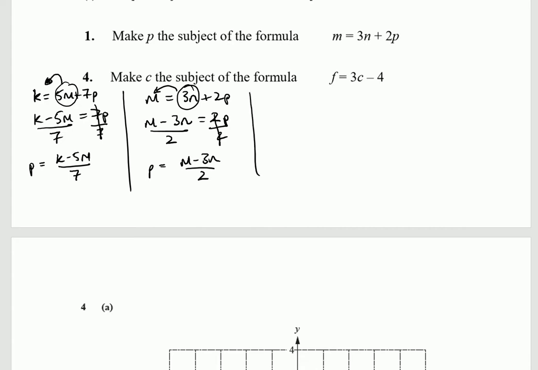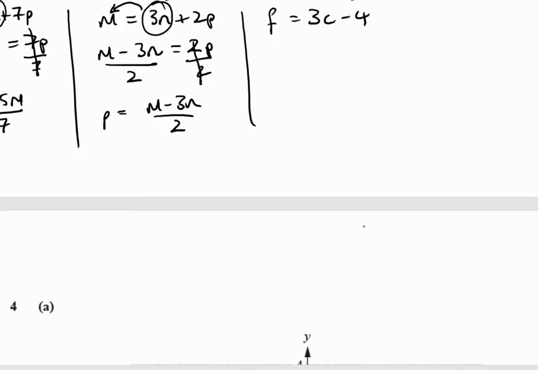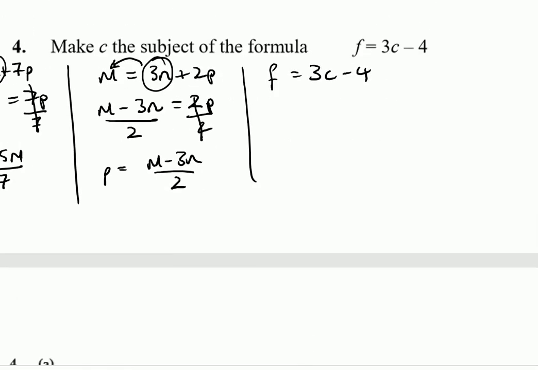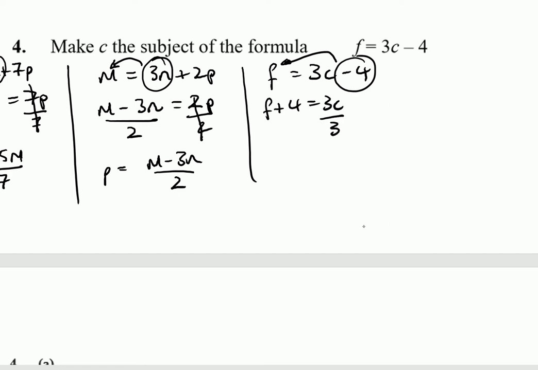And for the next one, f equals 3c minus 4, and I want to make c the subject. So this minus 4 over here is going to move to the other side. F plus 4 equals 3c. Just like solving an equation, I'd want to get rid of that 3 now, so I divide. That leaves me with c equals f plus 4 over 3.